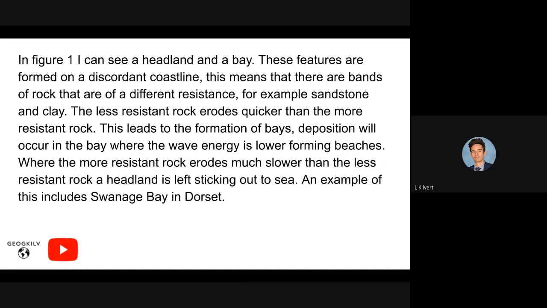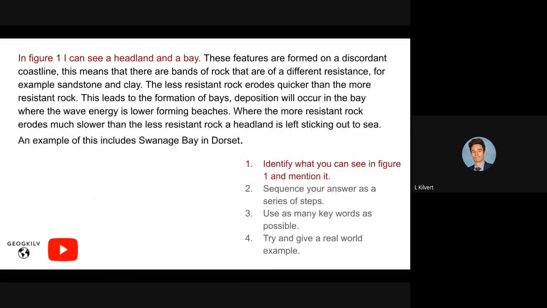Now, your answer might look similar, okay? Your answer may look slightly different from mine, but I wanted to show you my answer so that you can see how I'm going through the success criteria and so that you can see the sophistication of language. So let's have a look at how I've started my answer. I've said in figure 1, I can see a headland and a bay. So the first thing that I've done is I've identified exactly what I can see in the figure and I've mentioned it. Second thing that I've highlighted here is where I've sequenced it in a series of steps.